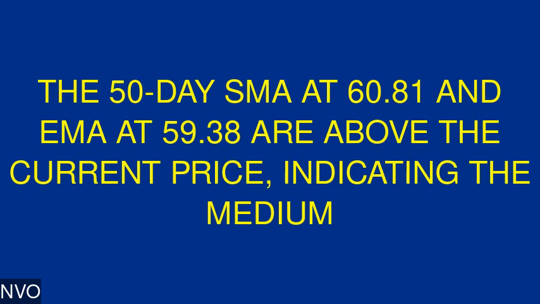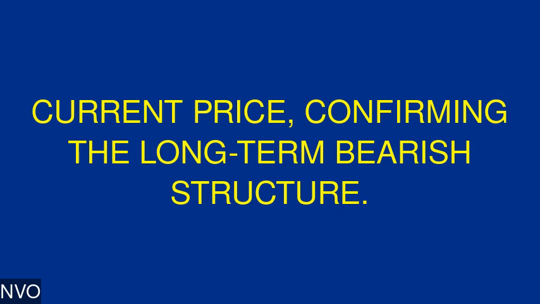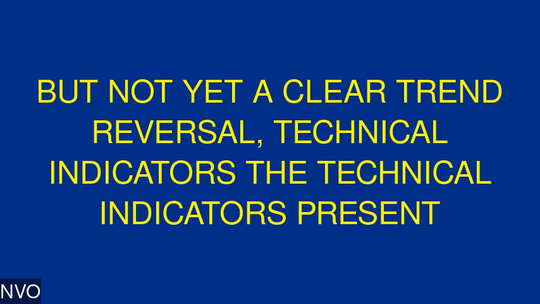The 50-day SMA at 60.81 and EMA at 59.38 are above the current price, indicating the medium-term trend is still negative. The 200-day moving averages, SMA at 76.61 and EMA at 76.74, are significantly above the current price, confirming the long-term bearish structure. The fact that shorter-term moving averages are below longer-term ones suggests some stabilization but not yet a clear trend reversal. The technical indicators present a mixed picture.